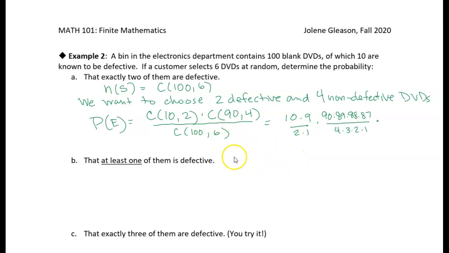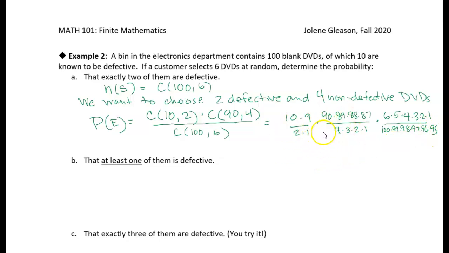But because I know that dividing by a fraction is the same as multiplying by the reciprocal, I'm going to multiply by the reciprocal, okay? So I'm putting the denominator on top, right? 6 times 5, that's the 6 factorial, times 4 times 3 times 2 times 1, all over 100 times 99 times 98 times 97 times 96. And I think I need a 95 in there, okay?